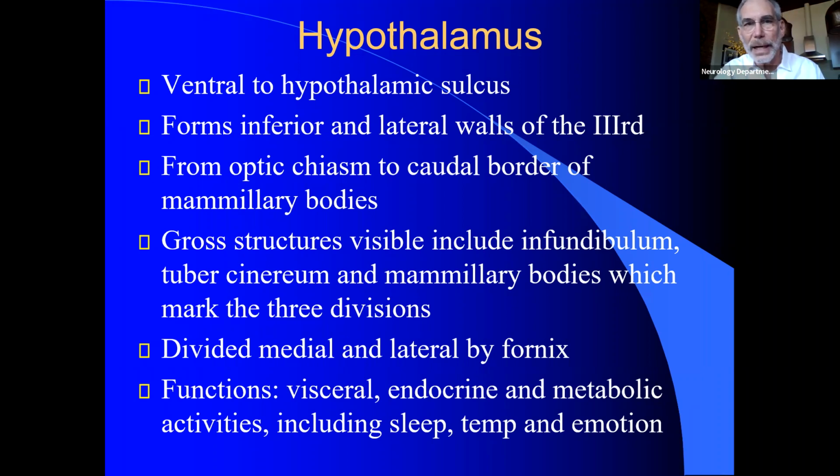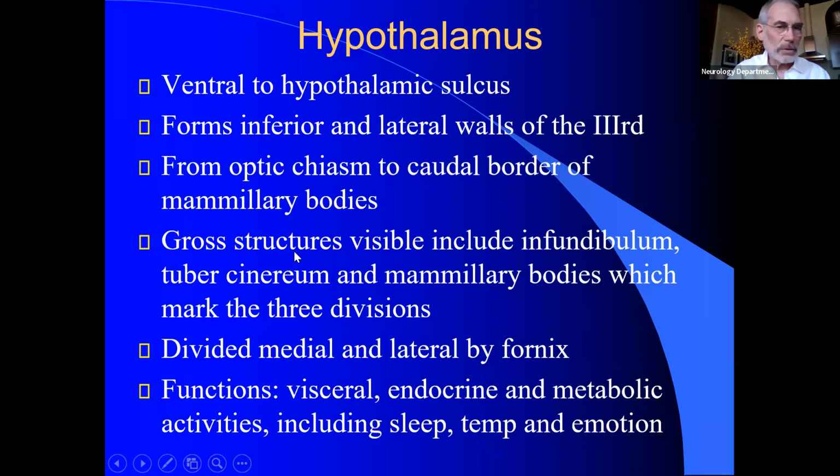So finally, getting to the end of this, the hypothalamus. It is ventral to the hypothalamic sulcus. We'll look at that. It forms the inferior and lateral walls of the third ventricle. Get used to that notion. Associate the hypothalamus with the third ventricle because the walls of the third are the hypothalamus. It's going to run from the optic chiasm all the way to the mammillary bodies.